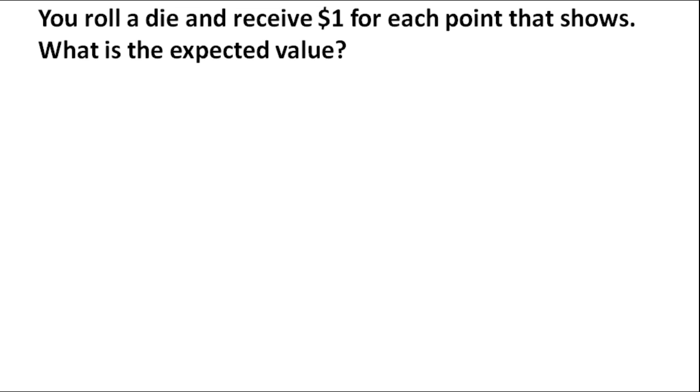Okay, so in other words, the expected value is going to be $1 for every single number that rolls on the die. So if you roll a 3, that means you get $3. If you roll a 6, that means you get $6. So we need to figure out what the probability is for rolling a die. How many different options do we have?